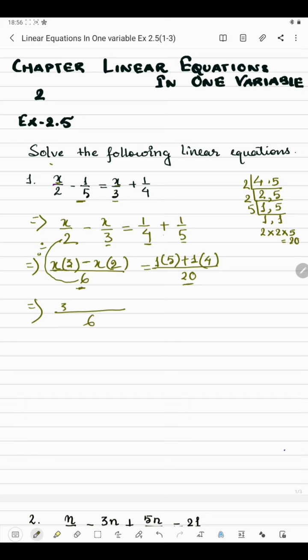3 multiplied by x is 3x, minus 2 multiplied by x is 2x. So we have 3x minus 2x divided by 6. And on the right hand side we have 20 in the denominator. Now 5 multiplied by 1 is 5, and 4 multiplied by 1 is 4. Now 3x minus 2x is 1x, so we will write x only. So x by 6 is equal to 5 plus 4 is 9, so 9 by 20.